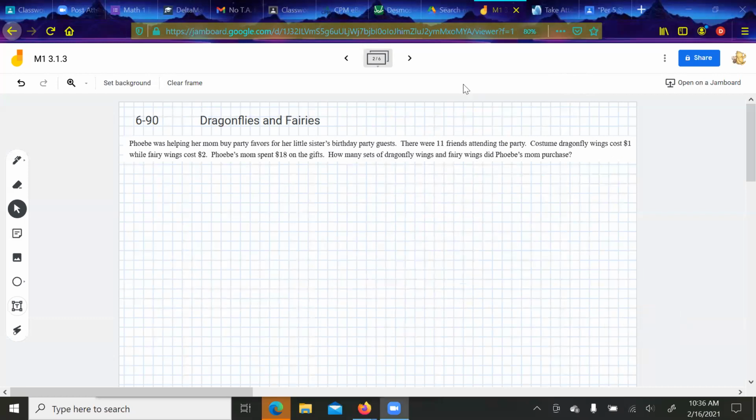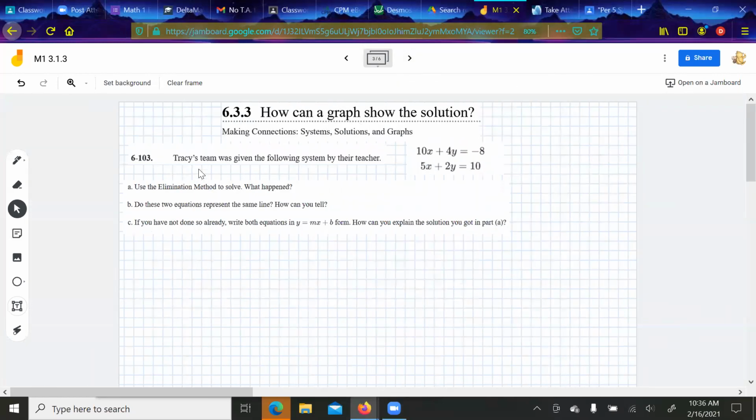Got to clear this out. Go to number 103. So we're on to a new section here, 6.3.3. How can a graph show the solution? Okay, so if we were to graph this, let's see what we're getting. So 6-103, get my pen back. 6-103. Tracy's team was given the following system by her teacher: 10x plus 4y equals -8, and 5x plus 2y equals 10. So hopefully you're writing this down. 10x plus 4y equals -8, 5x plus 2y equals 10. Use the elimination method to solve this. Okay, what happens when you use the elimination method to solve this?